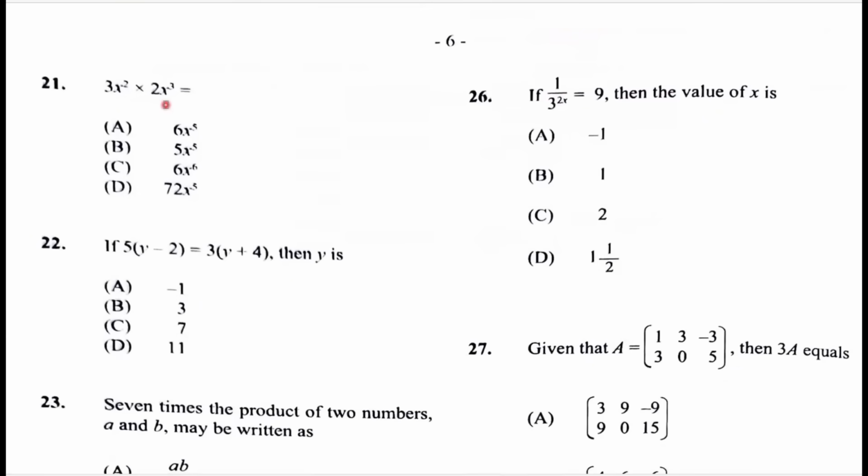Number 21, 3x squared by 3x cubed. 3 2s are 6, and you add the powers on top. 2 add 3 is 5. You get 6x to the power 5. That's A. So we enter the algebra side.